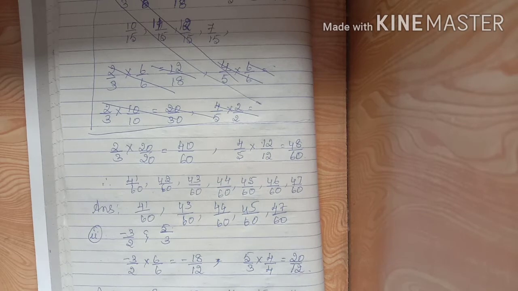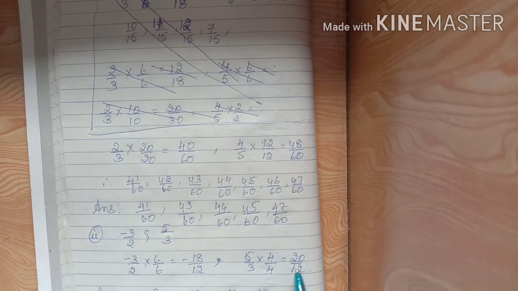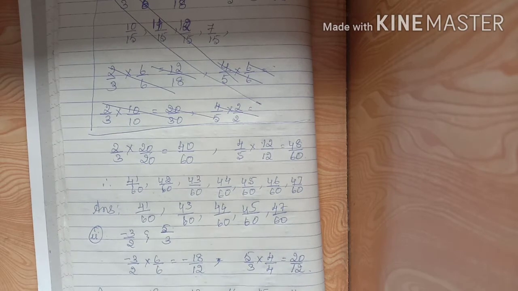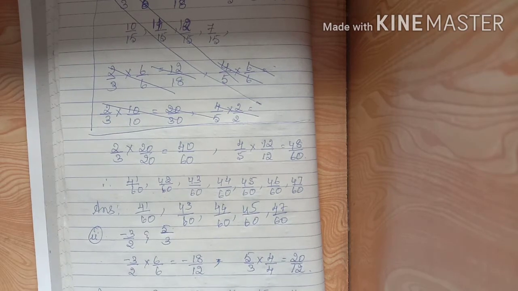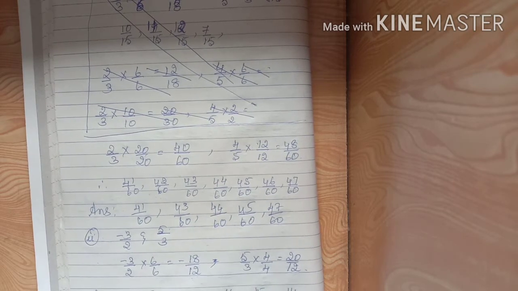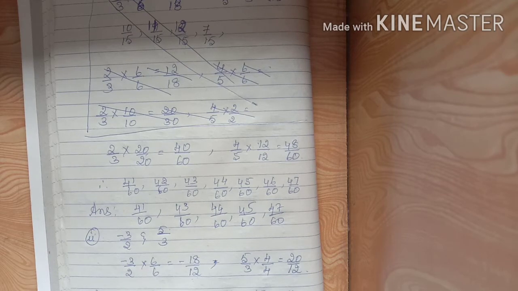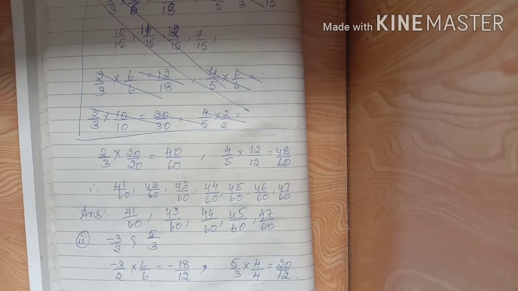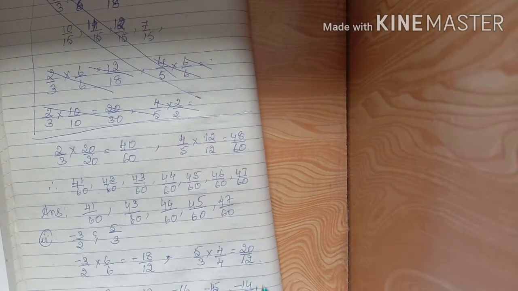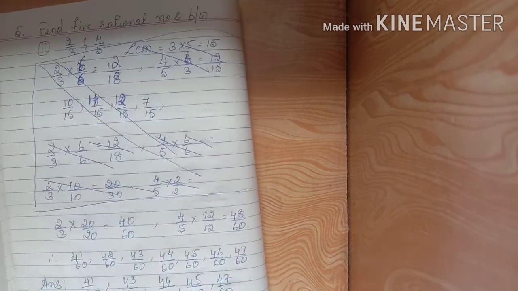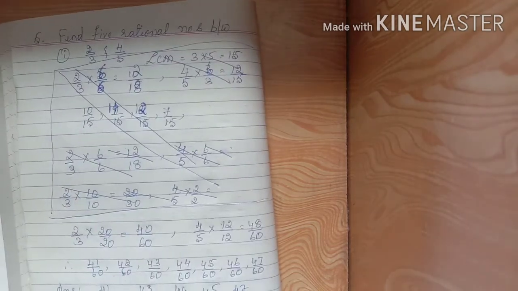Okay, now minus 18 by 12 to 20 by 12. Minus 18 by 12, the next number is minus 17 by 12, minus 16 by 12, minus 15 by 12, minus 14 by 12. Then what comes next, children? Like this, many numbers we can write on the number line. You can even take minus 19 by 12, children, you can write that also. This is the answer for the second problem.